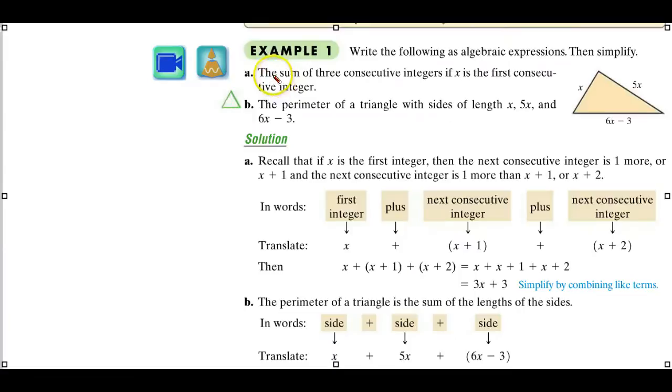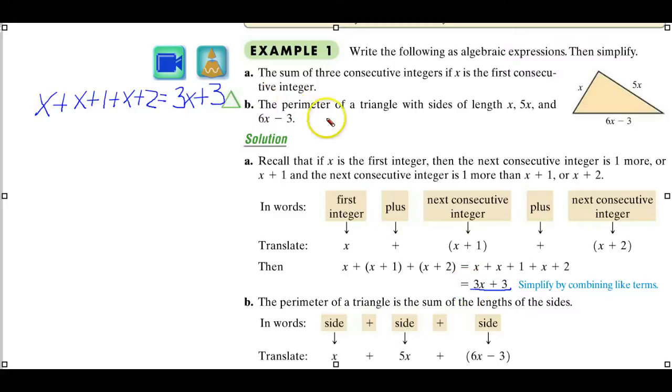Now in example 1, they're asking for the sum of three consecutive integers if x is the first integer. Well, x is the first, x plus 1 is the second, and x plus 2 is the third. And the sum, we said, was 3x plus 3. And they show it here in some detail.